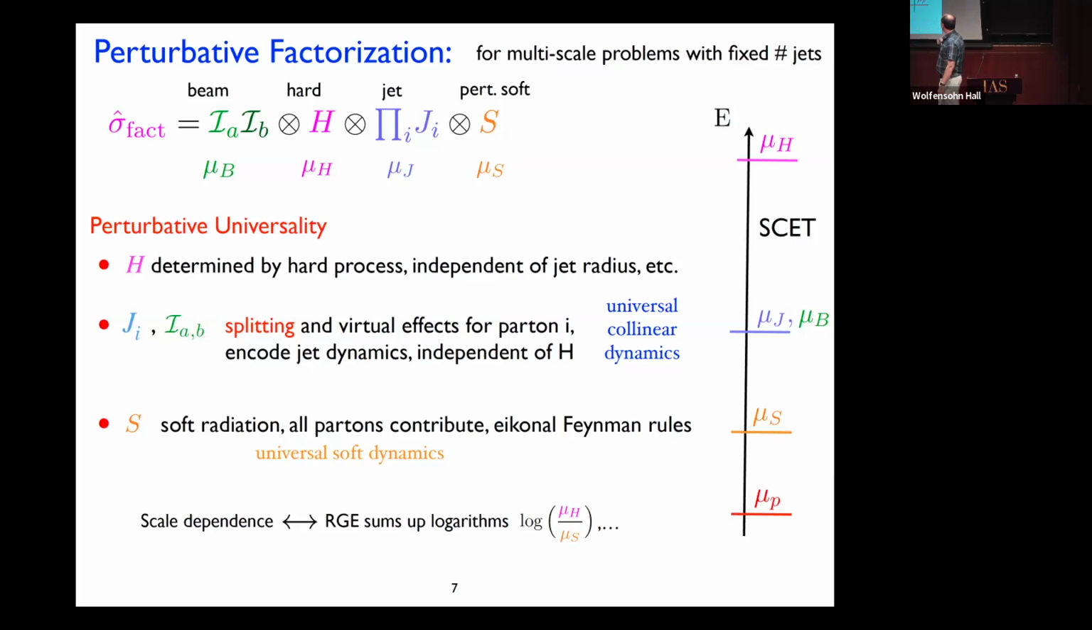In this effective field theory, when we separate these scales, the resummation of large logarithms is something that happens through renormalization groups. So we have a standard renormalization group flow between the different scales. We have anomalous dimensions, and that allows us to sum logarithms of the ratios of the scales in the problem.